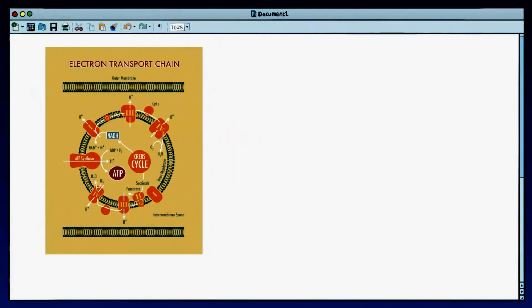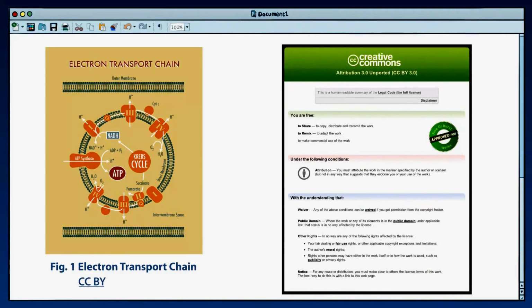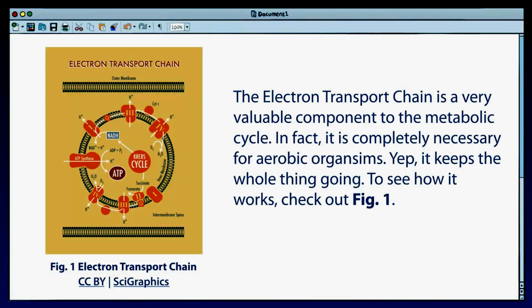She resizes and crops the images and writes captions for them. Then for each image, she provides the specific Creative Commons license with a link back to its license deed. Next, she writes the creator's name, linking back to the Flickr site where she found the image. She also adds some references to the images in her text.